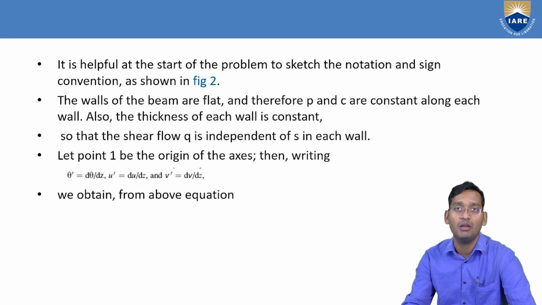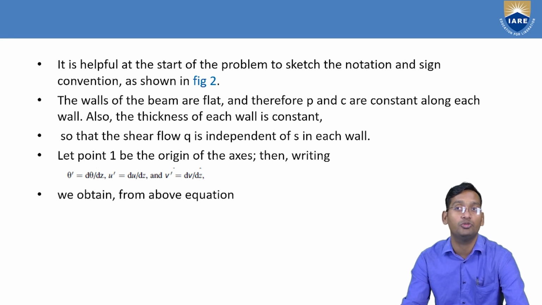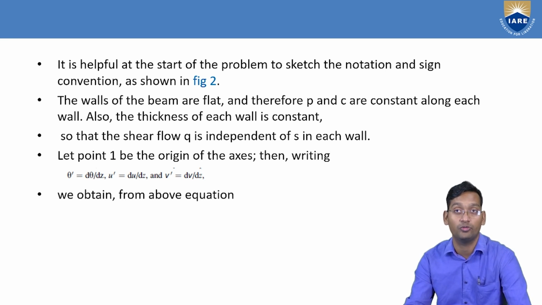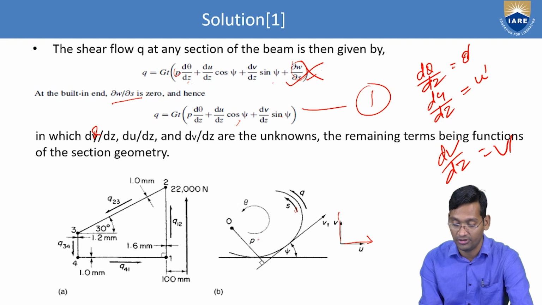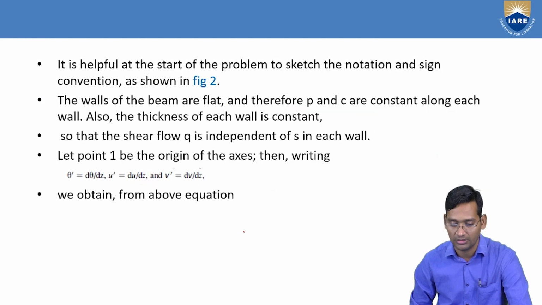Okay, so it is helpful at the start of the problem to escape the notation and sign convention as shown in the figure. That sign convention we already discussed. So here, like this, it's moving. Anti-clockwise means we are getting the positive.